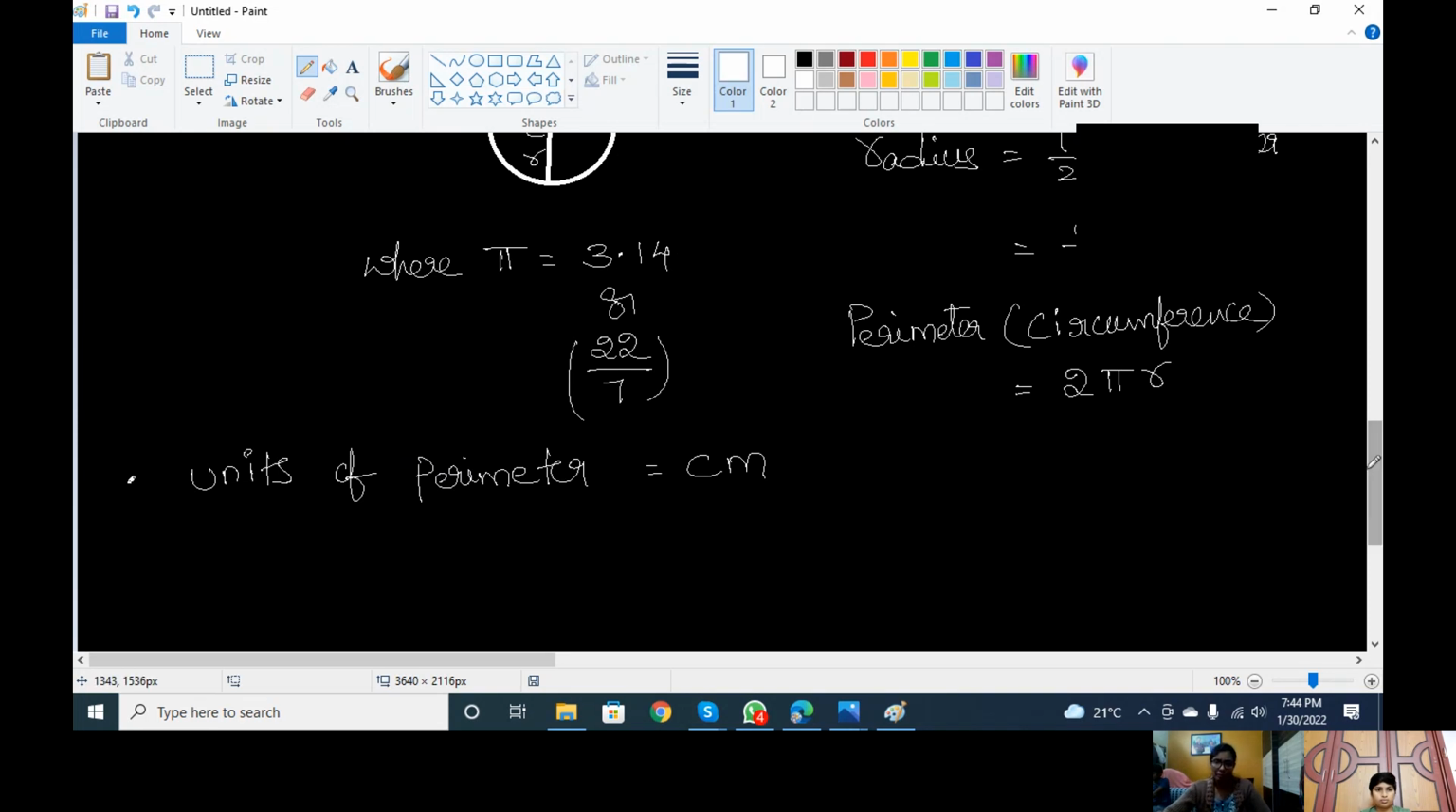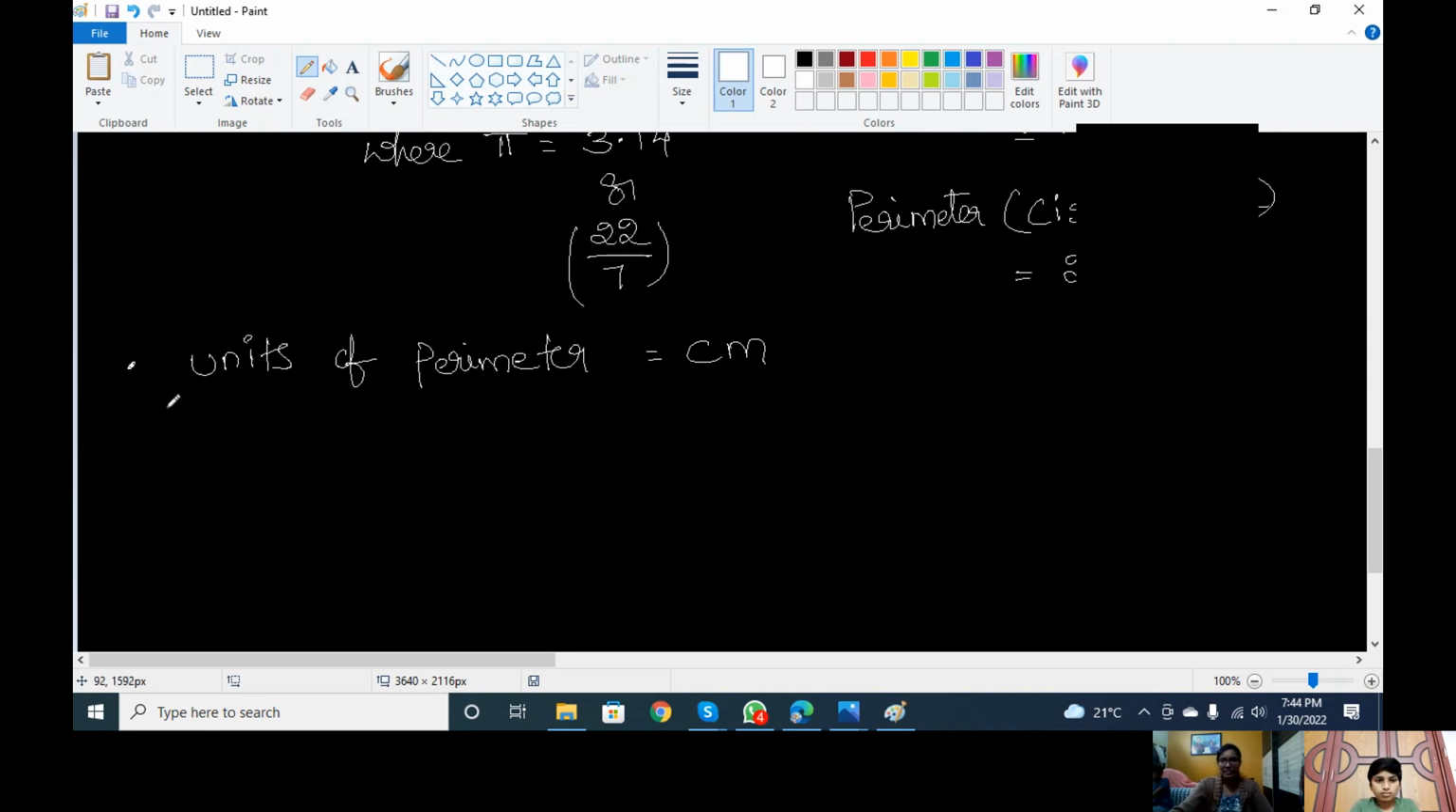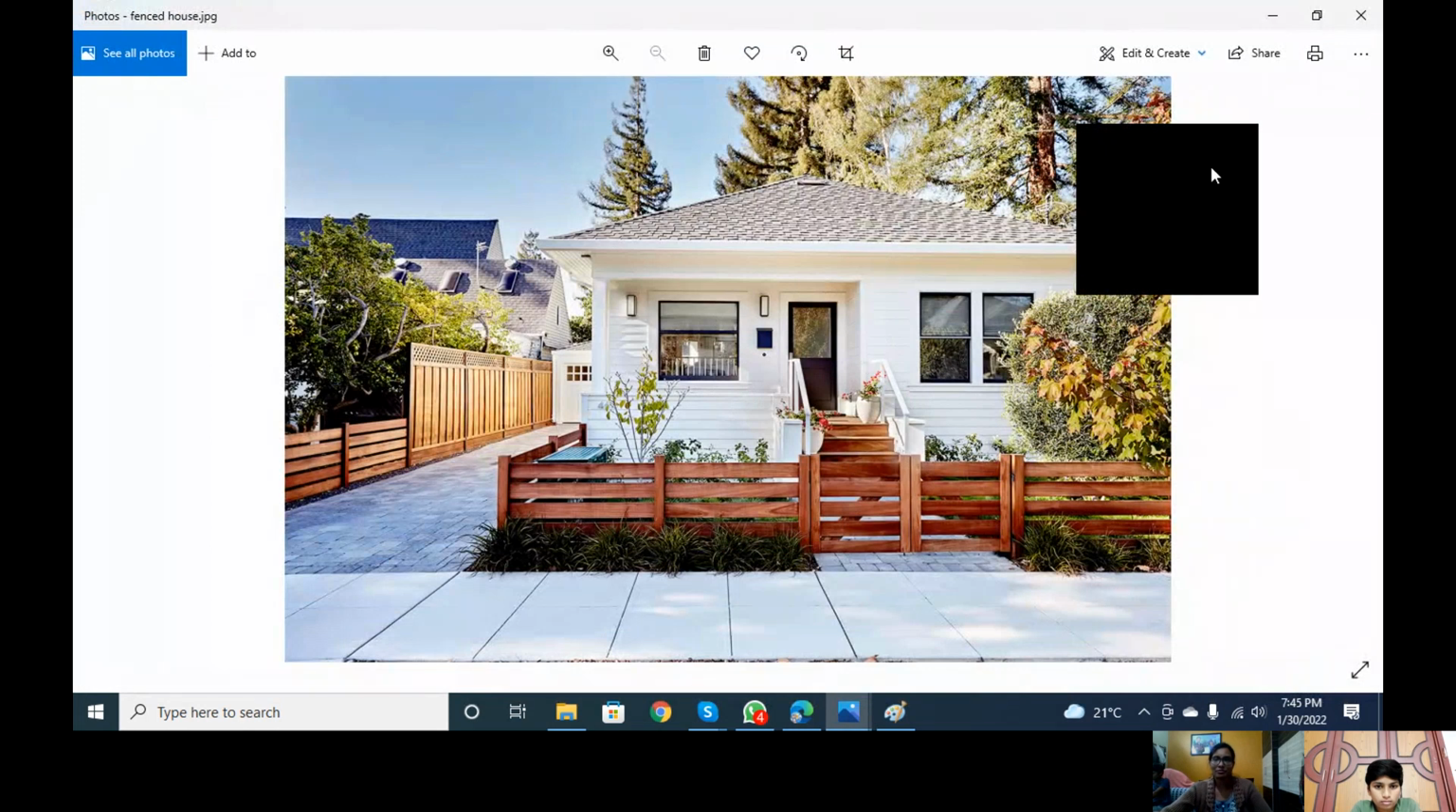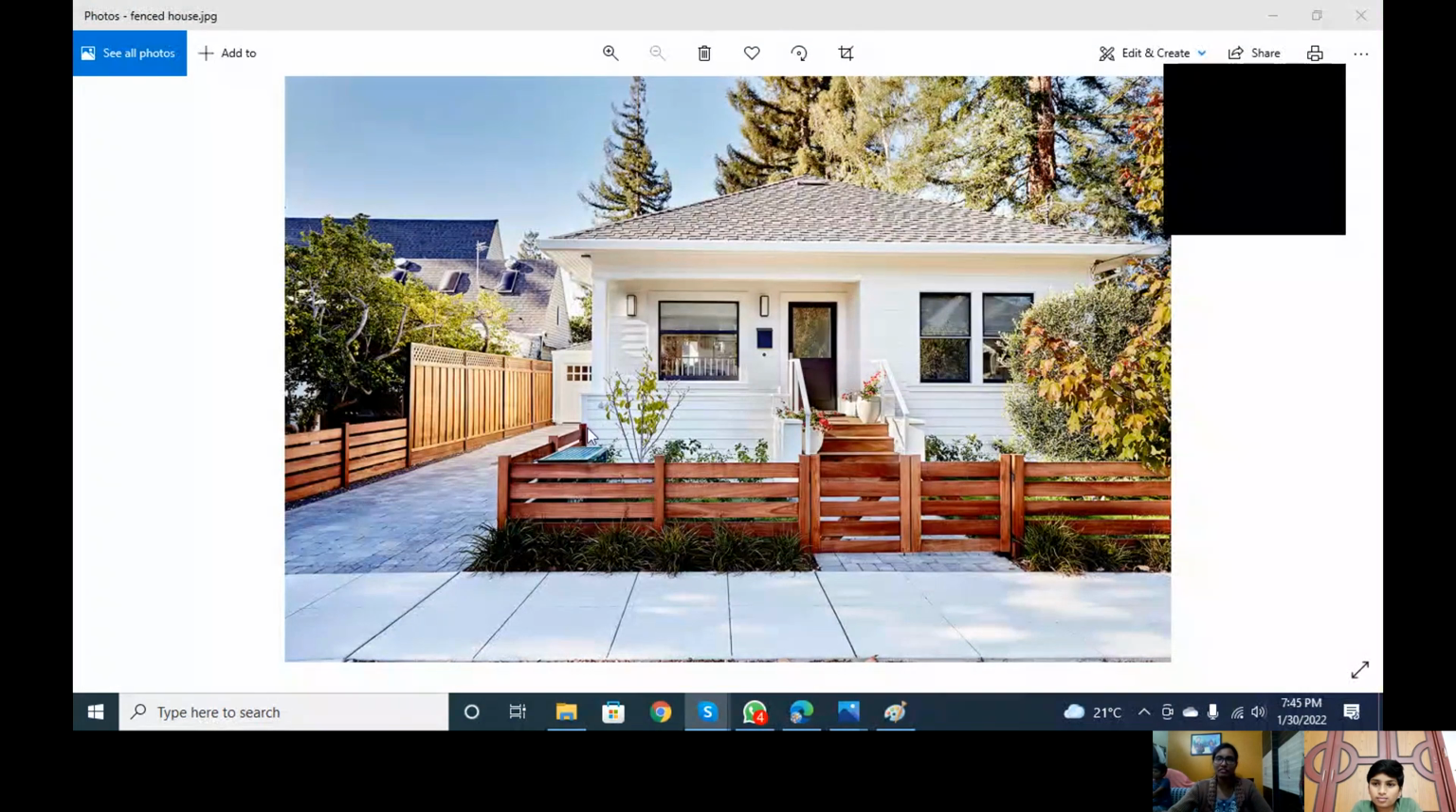Let us try with some applications. Where will we find the perimeter? Uses. For example, this is a house, a beautiful house. If I want to put a fencing around the house. Fencing means you understood, right? It's a boundary which covers the house so that it will be safer from strangers, and animals also will not come inside easily. So if you want to put a fence around your house, you need to measure the perimeter, right?